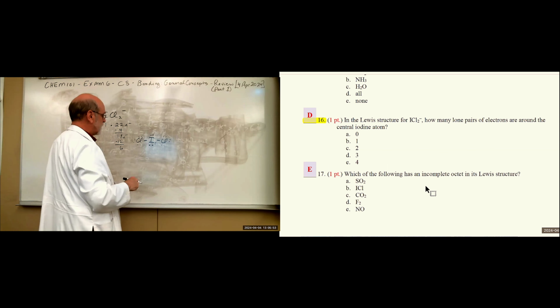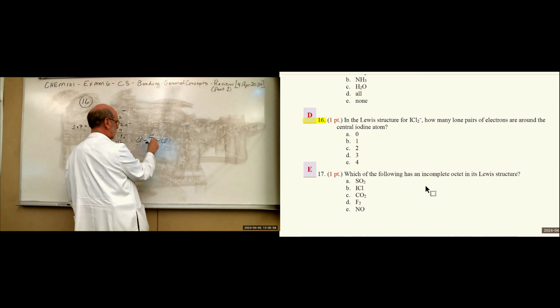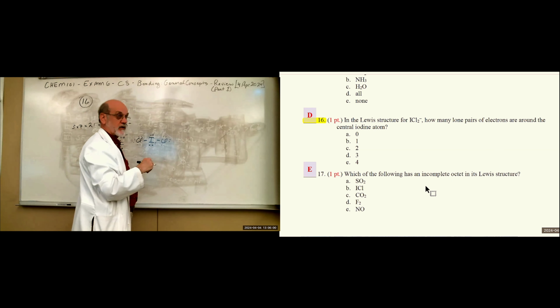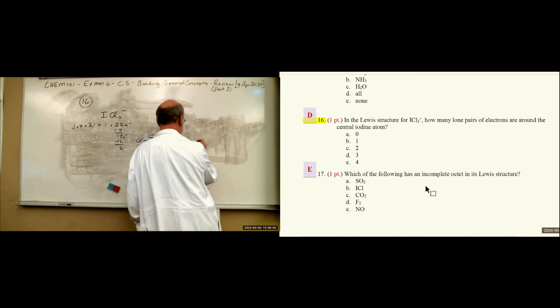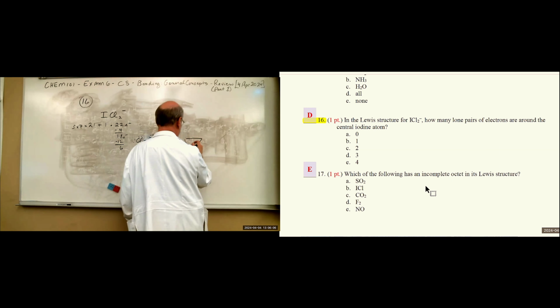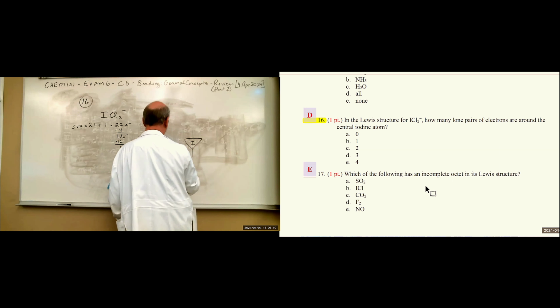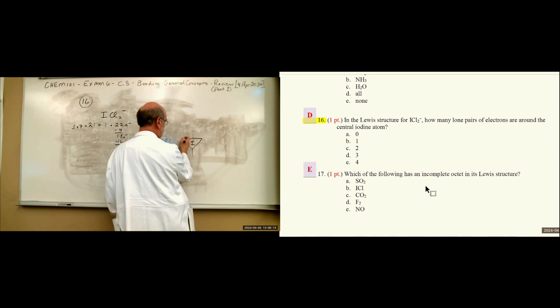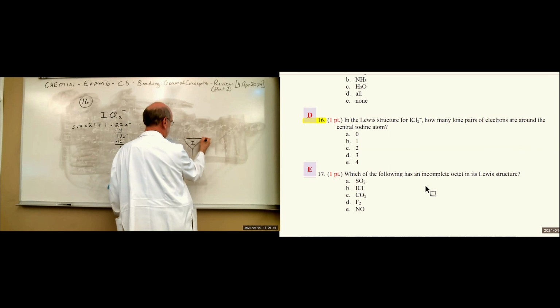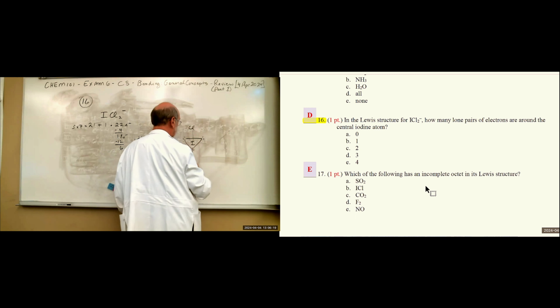Now, what would be the electronic structure for that? 1, 2, 3, 1, 2, 3, 4, 5. That would be a trigonal bipyramid. You would have like this, and up like that, down like that. Iodine in the middle. Where would the lone pairs go? They would go here, here, here, and here. And then you have the chlorine here and the chlorine here.